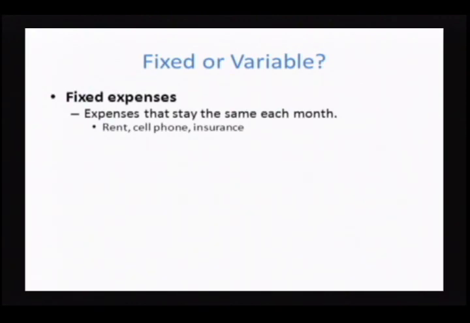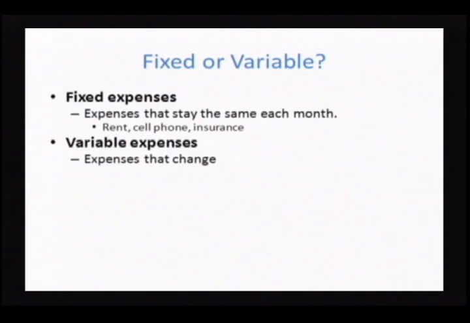Now, in addition to our fixed expenses, we have variable expenses. Variable expenses are those expenses that change. Groceries, very few of us spend the same amount of money each month on groceries. Our heat bill is higher in the winter. Our air conditioning bill is higher in the summer. Food, entertainment, gas prices change constantly. Those are expenses that will change.